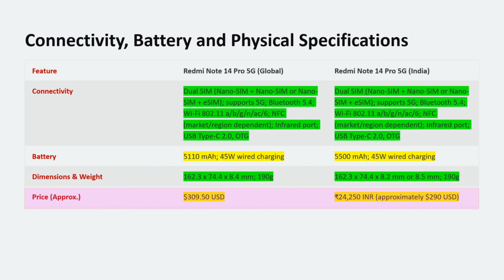Price of global version is approximately $309. Price of Indian version is approximately 24,250 rupees.